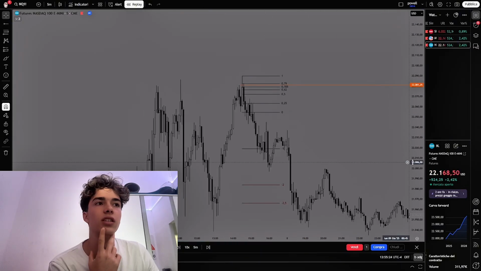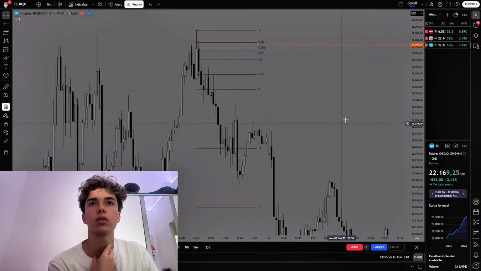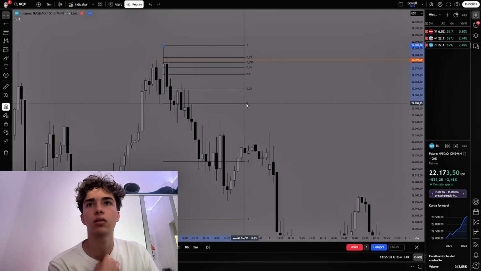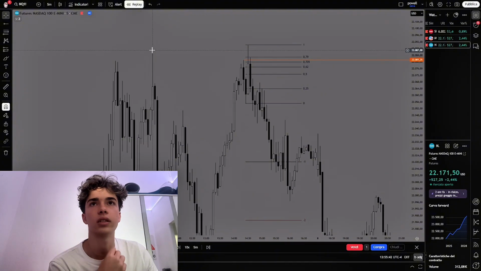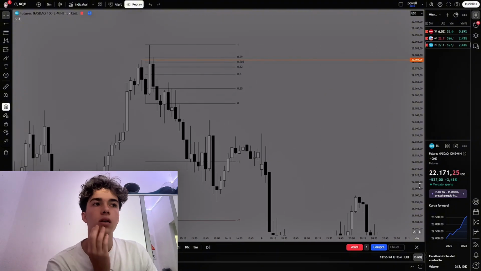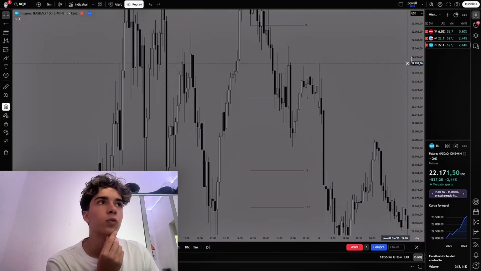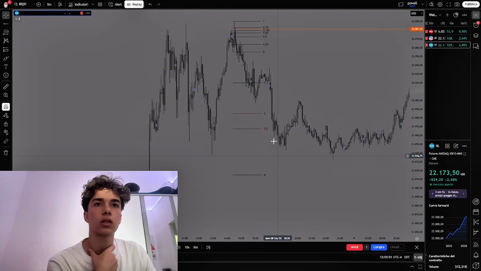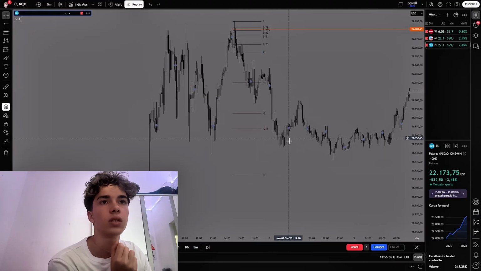Yeah, in this case, this is a good example. As you can see, we take the manipulation leg from here to here. This is the manipulation that swept this liquidity, the buy side liquidity. What do we use it for? Our TP. For example, the -2.5 and the -2 are the best TPs.